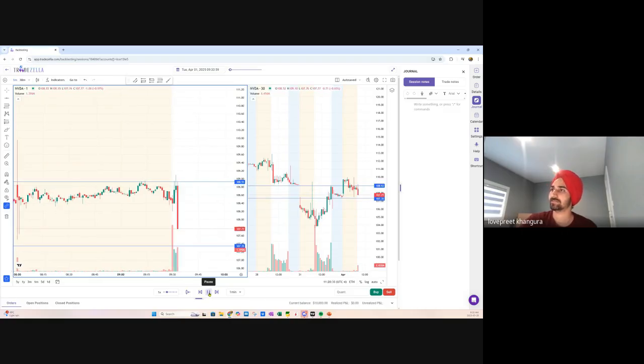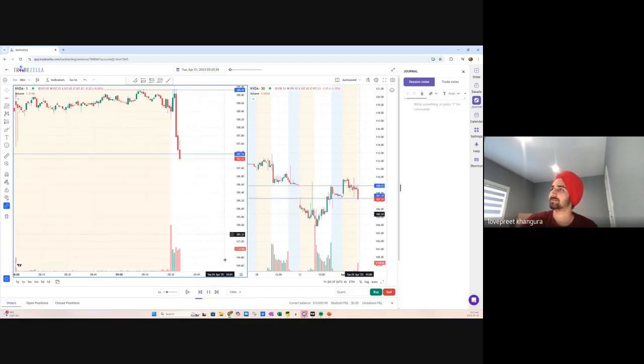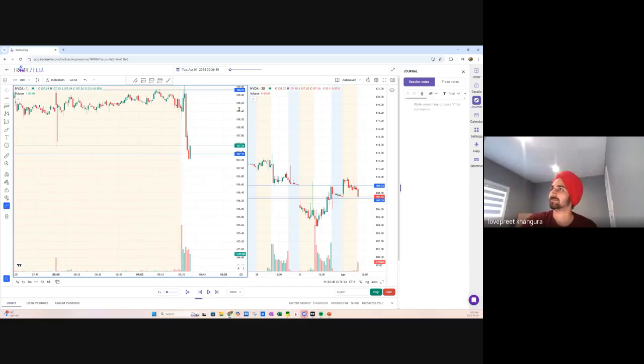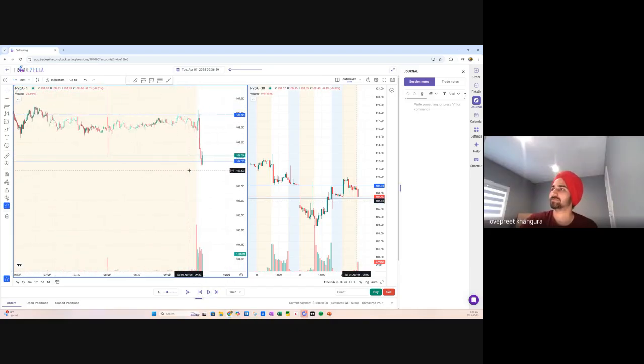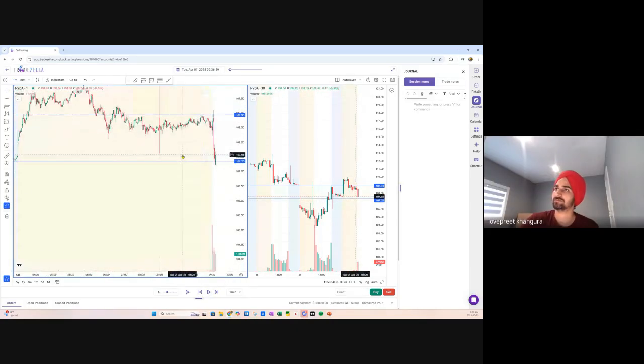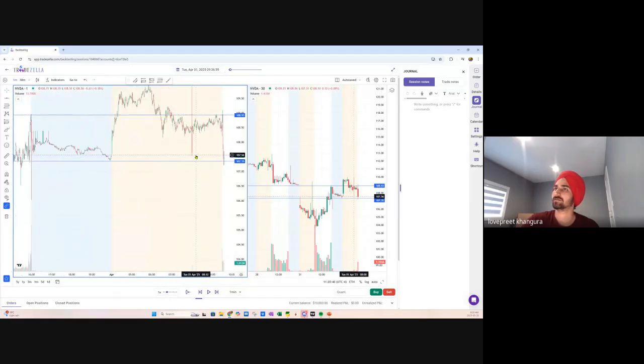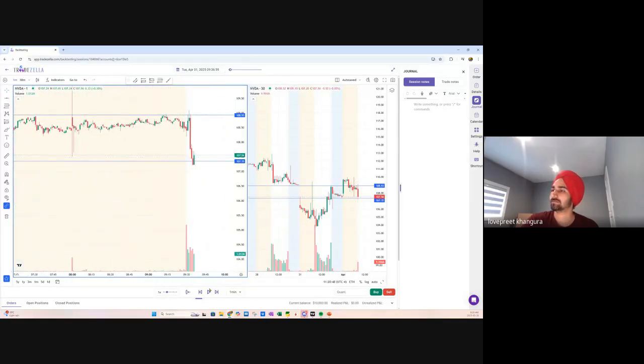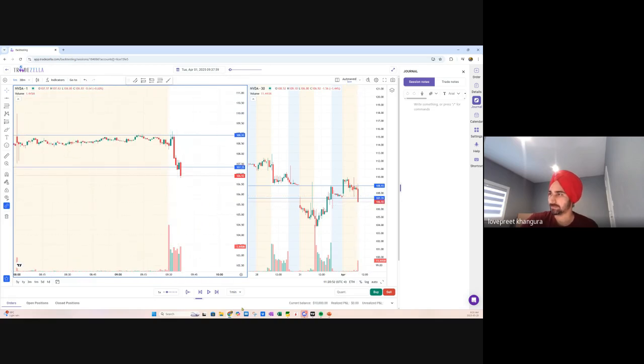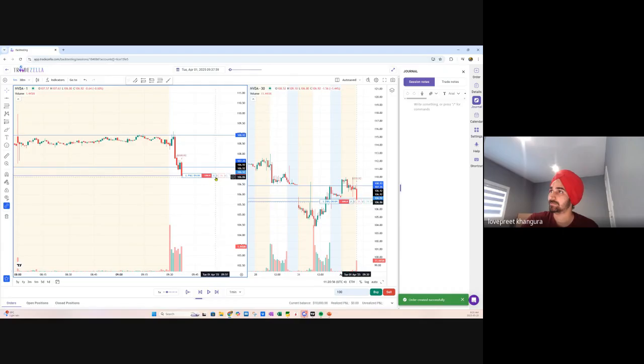Let's see. Okay. There was a breakout, but the retest was not on the level. So we'll not take this. There we go. Next low candle close. Take the trade, stop loss here.